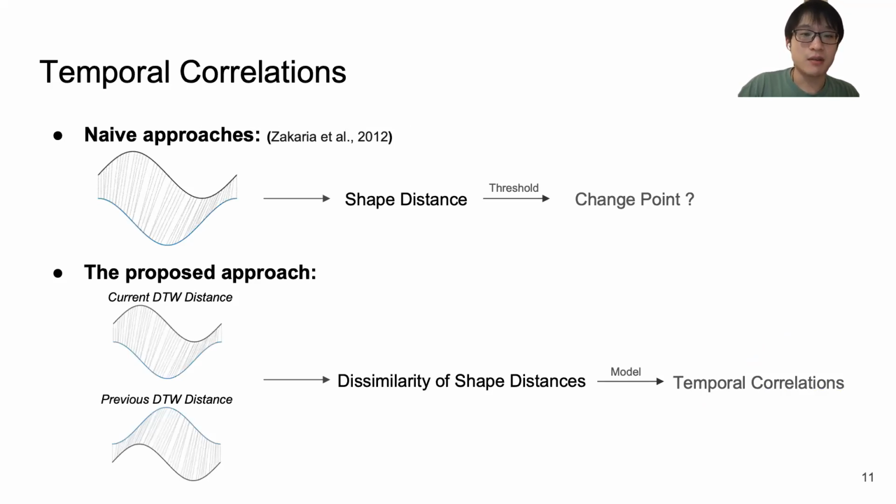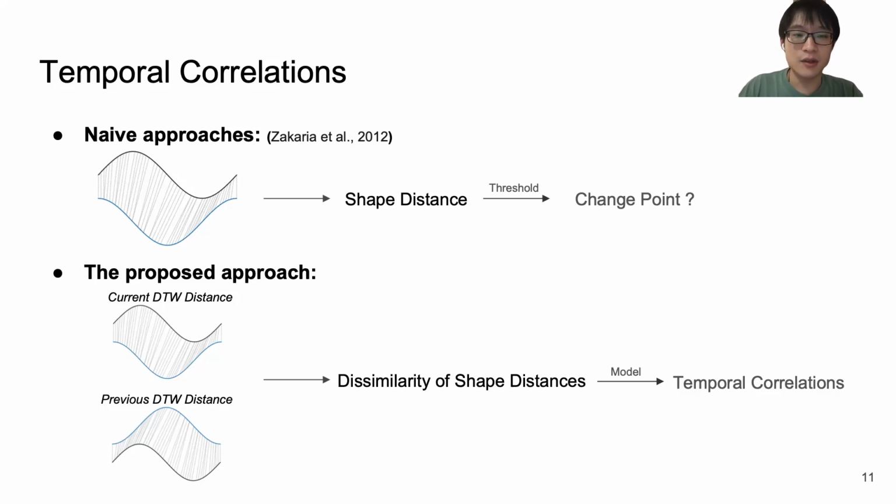Unlike the naive approaches that pair the similarity score with a threshold to determine change, ShapeCF learns about the temporal correlation of this similarity in the previous intervals to classify the interval as containing a change point or not.